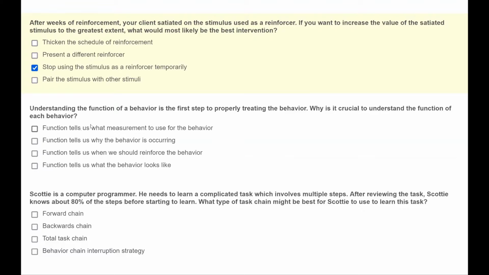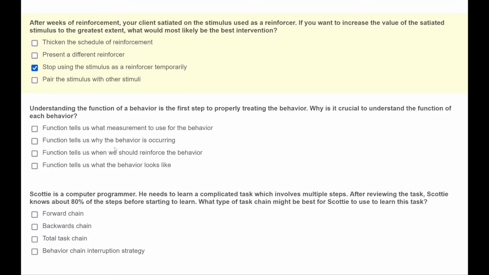A, function tells us what measurement to use for the behavior. Function can guide us to the measurement, but it's not going to automatically tell us what measurement to use. I can measure escape with frequency, duration, latency. Just because it's escape doesn't mean I'm using a certain measurement.